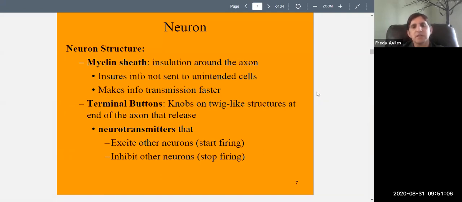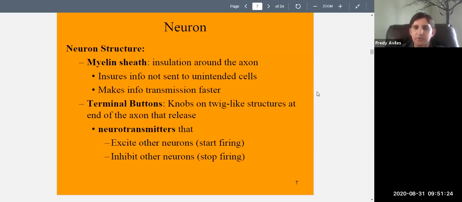Terminal buttons are those things that look like knobs or little twigs at the end of the axon. They will release these things called neurotransmitters. A lot of you have probably heard of neurotransmitters. Neurotransmitters have been described as chemical messengers. Basically, they're chemicals, and they do one of two things.